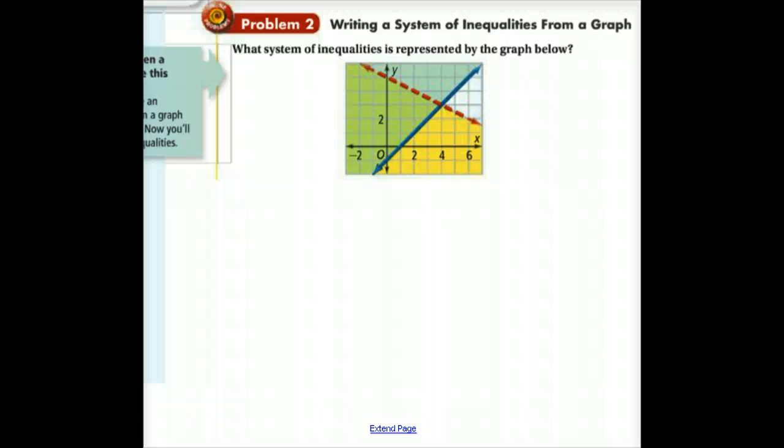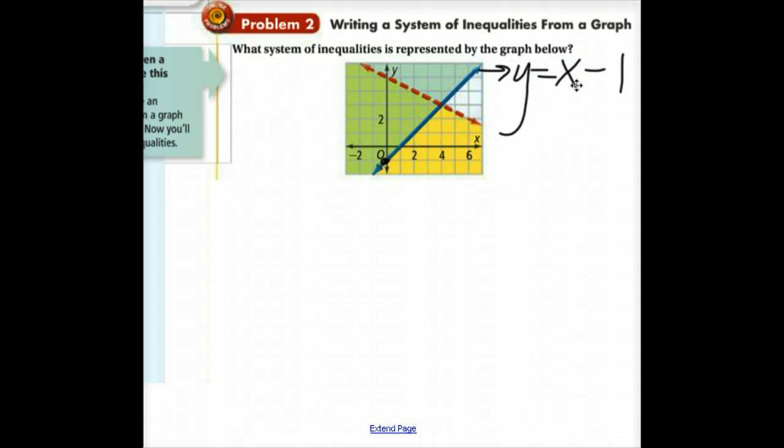It's their solution. So first I'm going to write a linear equation of the blue line. I have to look and see, well, my y-intercept is negative 1, and it looks like my slope is up 1 over 1, which is just x. y equals x minus 1.